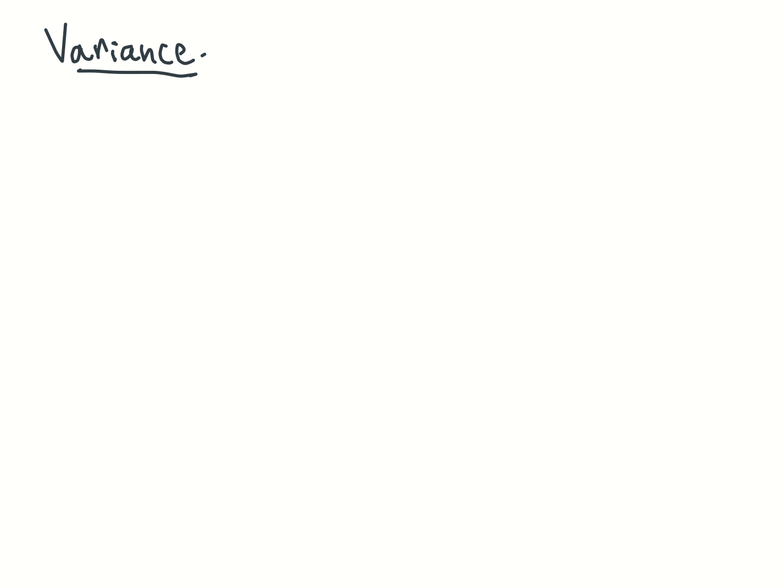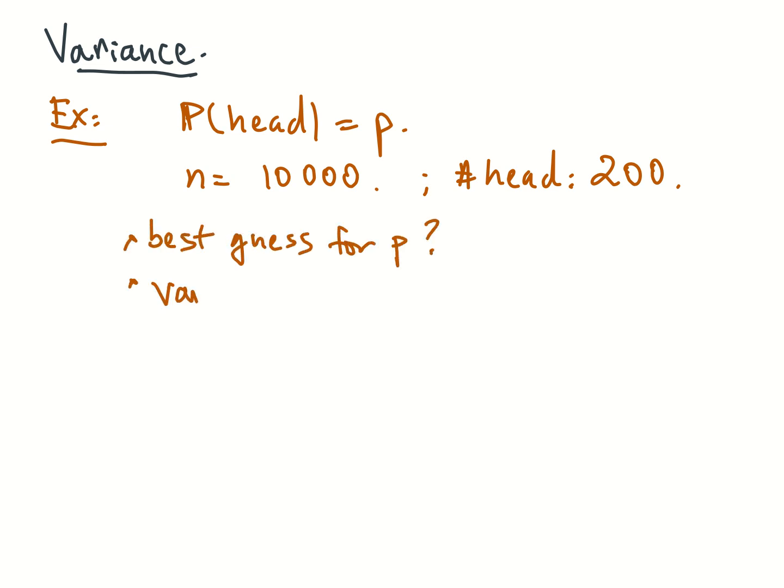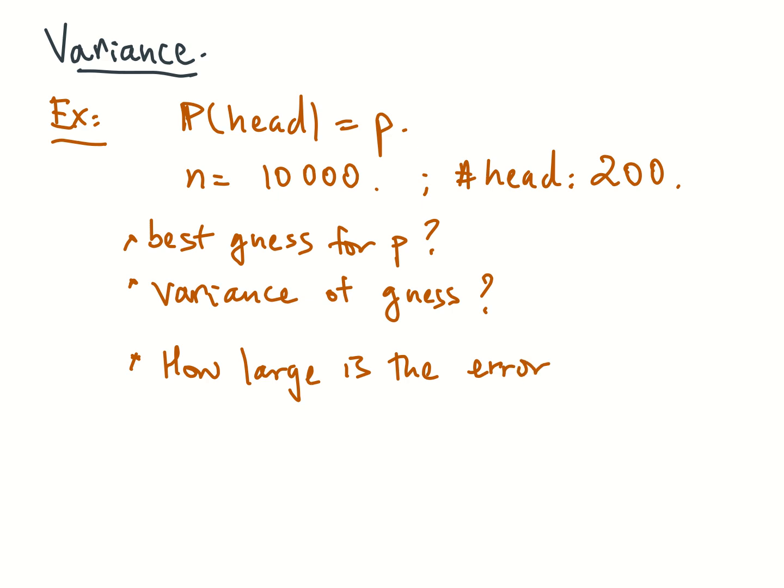Here is another exercise. Suppose I have a coin that lands heads with probability p. I don't know what p is, but I can estimate it by, let's say, tossing the coin many times. Suppose I toss the coin 10,000 times, and suppose I saw that the coin landed heads 200 out of 10,000 times. What should be my best guess for p, and how far off am I?